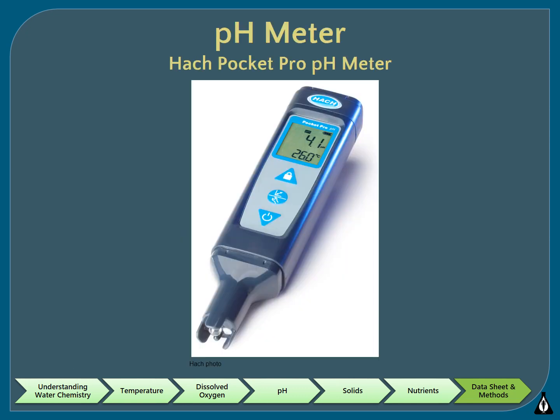This is what our pocket pH meter looks like. It's fairly small and has a glass bulb on the end of it that will measure the pH for you whenever you put it in the stream.